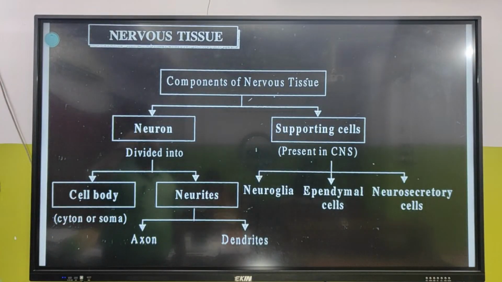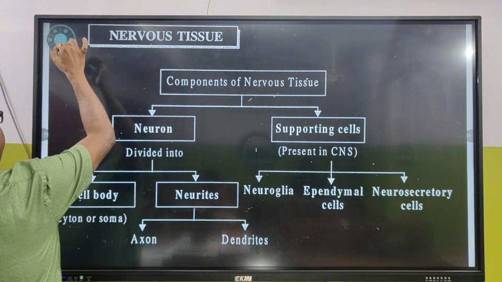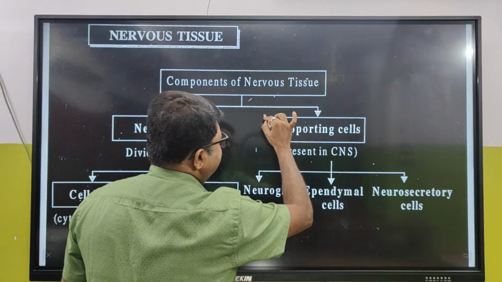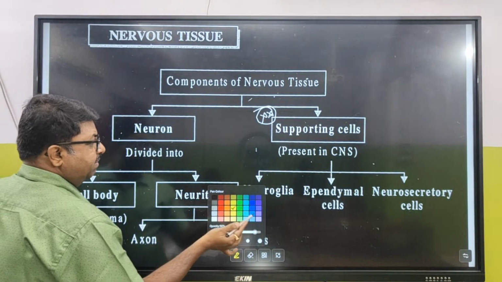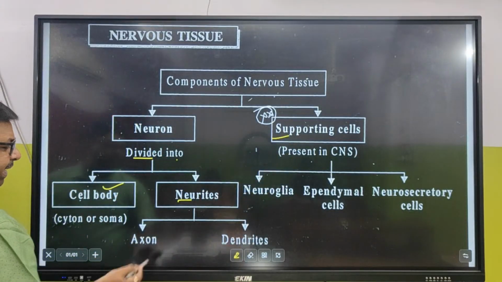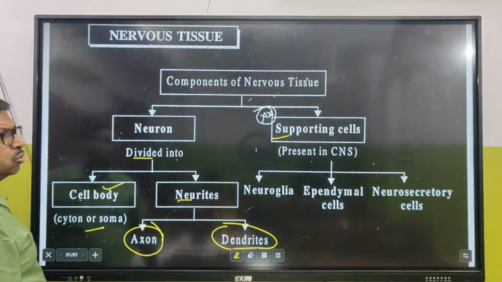Nervous system, components of nervous system, they are neuron and supporting cells. Mind you, in NEET you will be getting questions from supporting cells. Supporting cells are very important in NEET. Neuron is divided into cell body and neurites. Neurites contain axon and dendrites. And cell body, cytosol of soma.